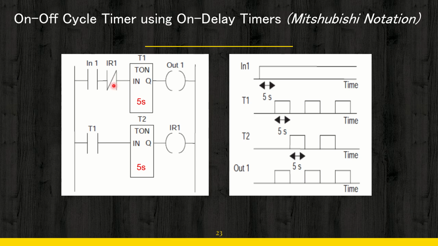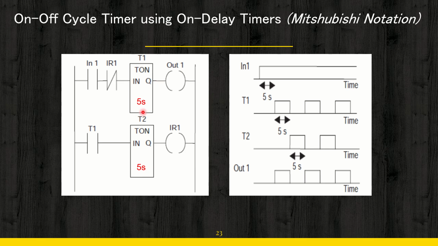Now you can see here we have used the normally closed contact, this IR1, and this is the coil actually, IR1, that we have connected to the Q output of timer 2. Now in the first rung there is the T1 timer, which is again a T-on timer. In this case we have given a delay of 5 seconds, and in the case of the second timer also we have given a delay of 5 seconds.